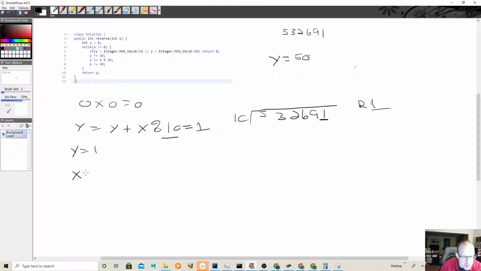And then x is going to equal itself divided by 10. So you're just going to cut that off because it's an integer number. So we have 5, 3, 2, 6, 9. That's what happens when you divide it by 10. Then we're going to go again.